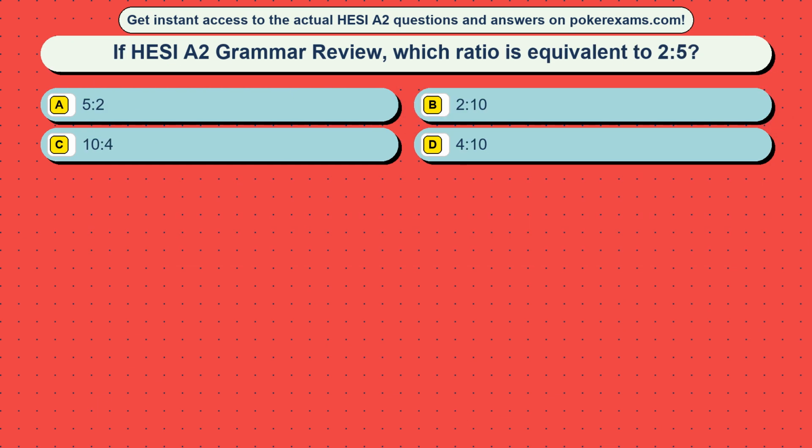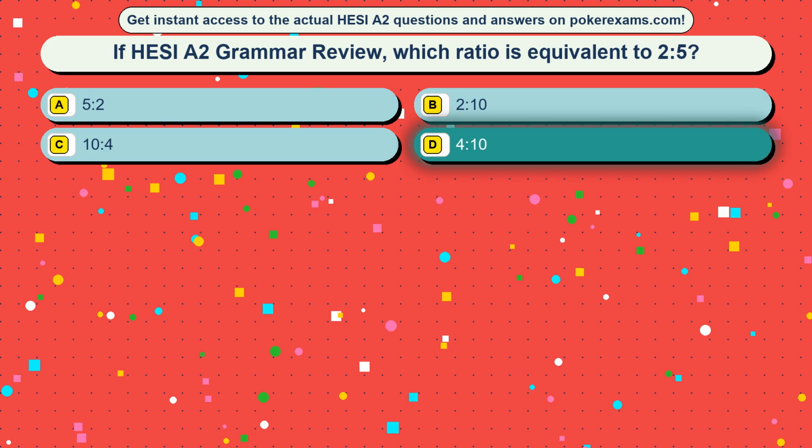Question 30. If HESI A2 Grammar Review, which ratio is equivalent to 2:5? Option A 5:2, option B 2:10, option C 10:4, option D 4:10. The correct answer is option D, 4:10.